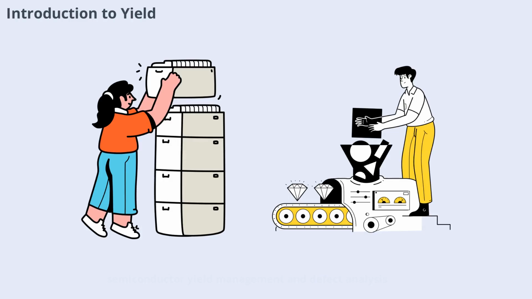Welcome to our deep dive into semiconductor yield management and defect analysis. In the world of semiconductor manufacturing, yield refers to the percentage of functional chips produced from a wafer. High yield is crucial for profitability and efficiency, as even minor defects can lead to significant losses.